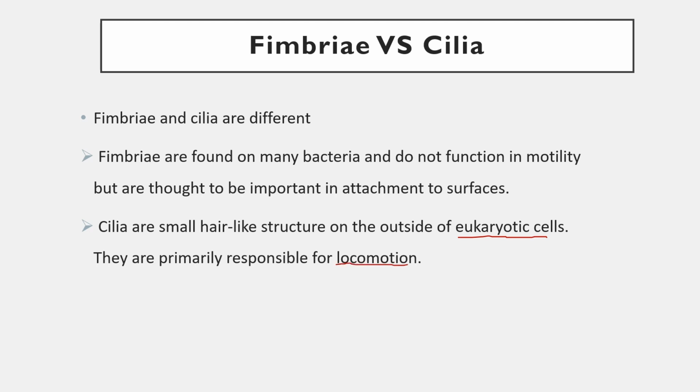But if we talk about the fimbriae, their function is not about motility, but they are more importantly involved in the attachment of the bacteria to the surface. So the attachment of the bacteria to the surface is done by the fimbriae, but the major function of the cilia is the locomotion or the motility of the cells, and also that they are present in the eukaryotic cell.